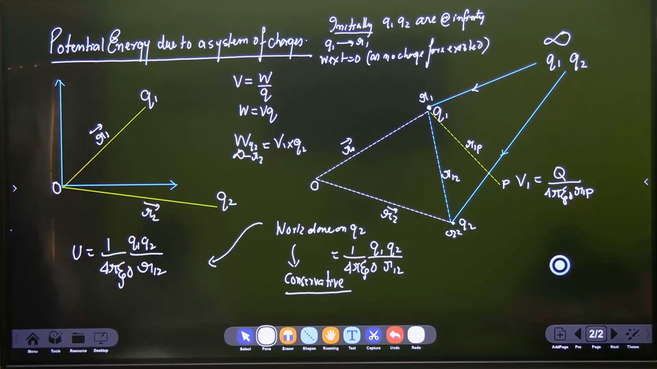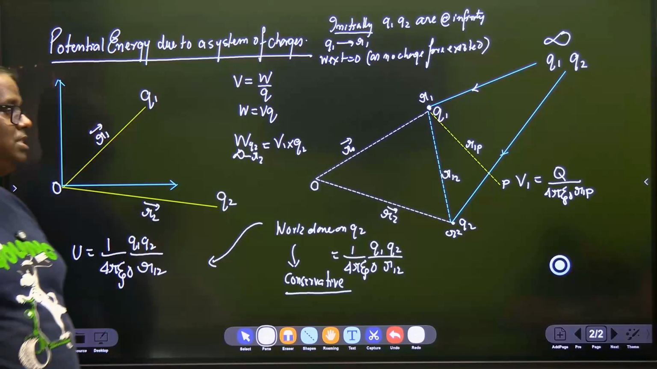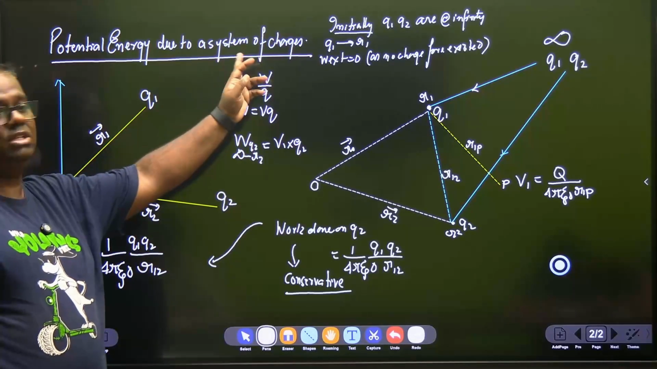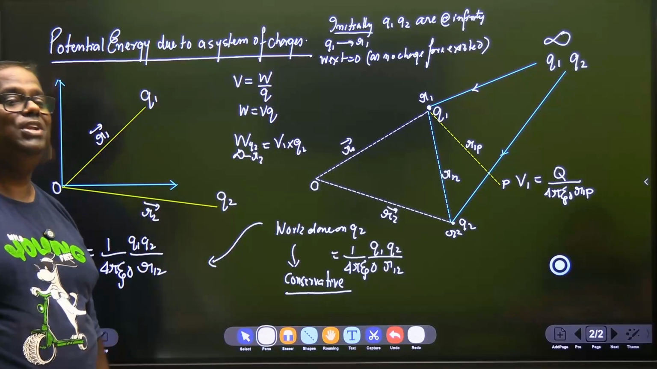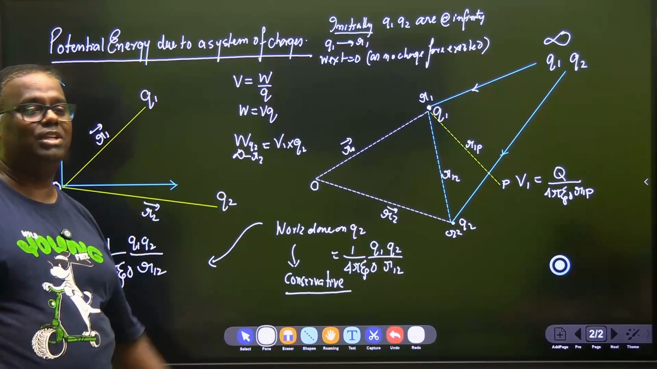Mind you, I have been very biased in this derivation. The question is about a system of charges. How many charges did I take? Only 2 to make it easy. We have to now increase the number of charges.